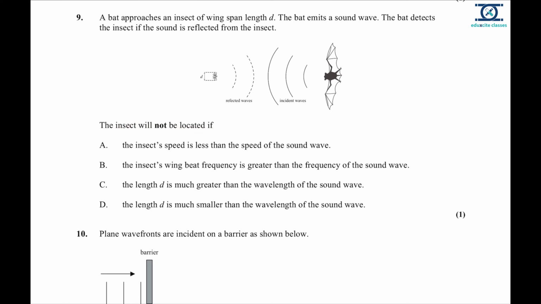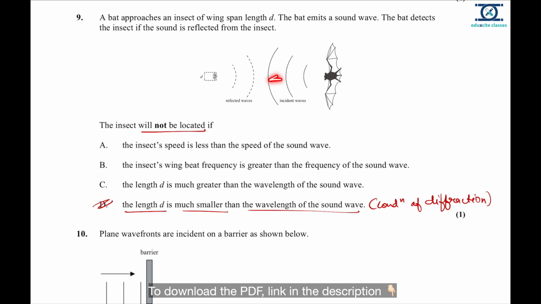Now for reflection, the length span should be very large. But if it is very small compared to the wavelength of the sound, then diffraction will take place. So not being located means the waves get diffracted from this. That is only possible when the length d is much smaller than the wavelength. This is the condition of diffraction, that the size of the obstacle should be very small or comparable to the size of the wavelength.